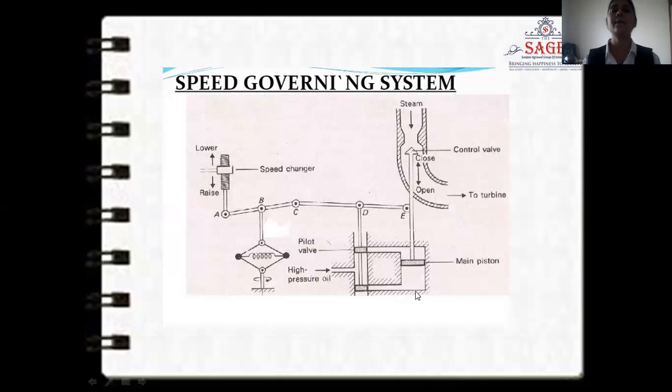It's a basic diagram of the speed governing system. Here, this is a speed changer. This one is a light ball. This is a piston ball. This one is a high pressure oil. Here, main piston, controlling ball, steam entering channel.